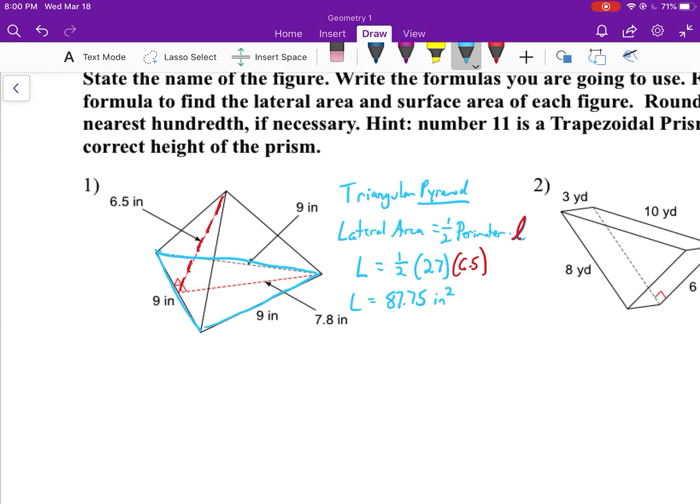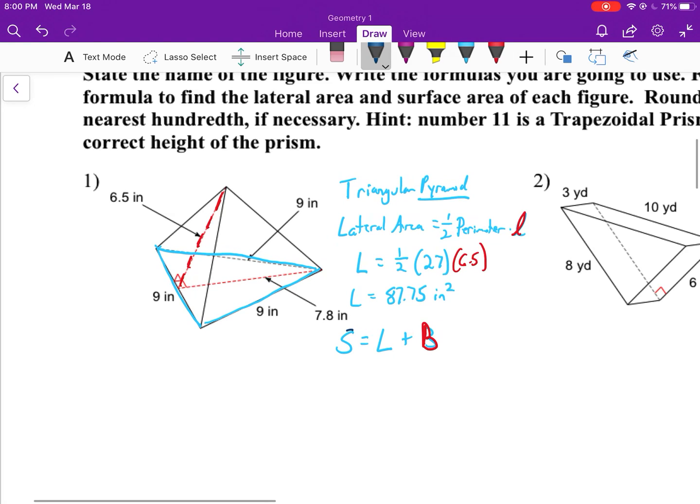Now our surface area, which we'll use S for, is simply our lateral area plus the area of the base. Well, I'm going to try to color coordinate this as we're working through this. So surface area equals lateral area plus the area of the base. So our lateral area, we just found that. That is 87.75.